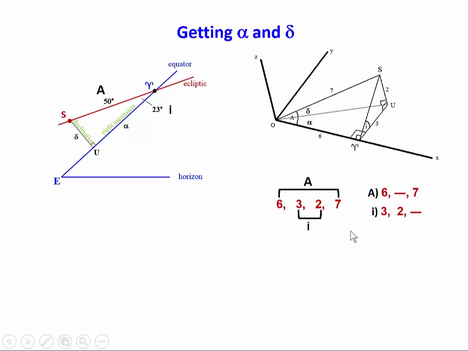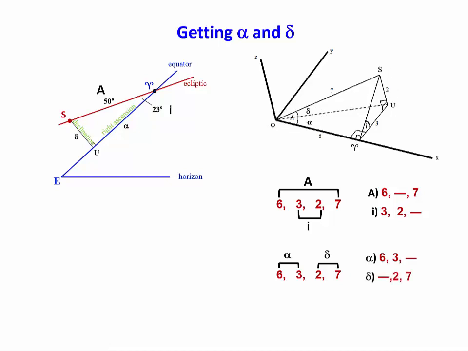Now let's take another look at the 6327 and see where alpha and delta come in. Alpha is actually given by these two numbers, because it's in the base plane there. It's the triangle O Aries U, and so it's 6-3 dash, like that. So these first two numbers in the quadruple define it, and similarly the last two numbers define delta. Delta is here, and so it's -7.